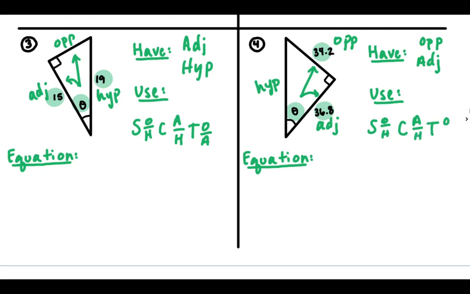Okay, once you've picked your trig ratio, you can go ahead and write your equation.